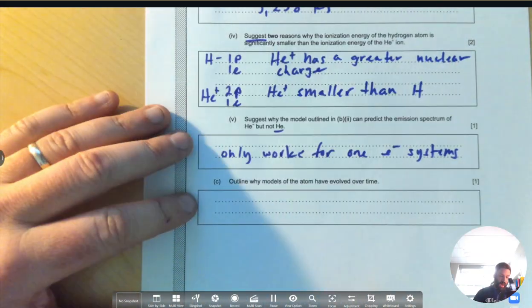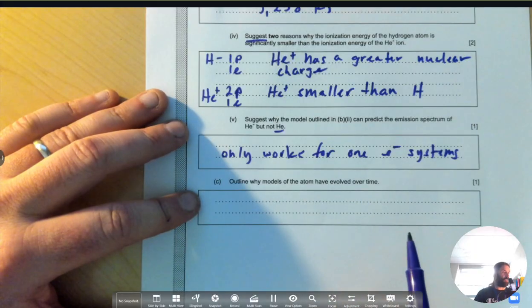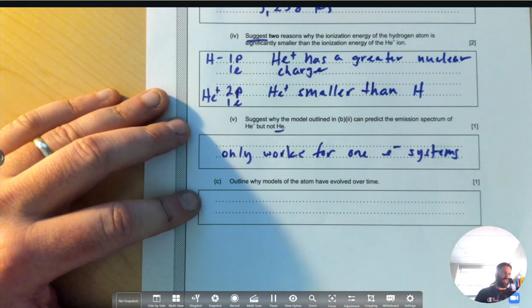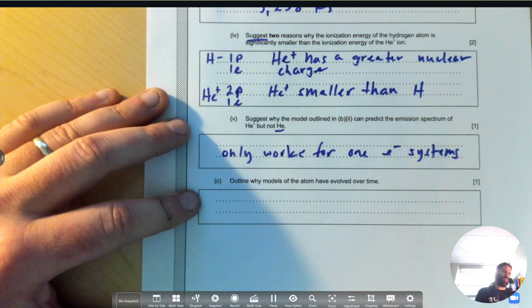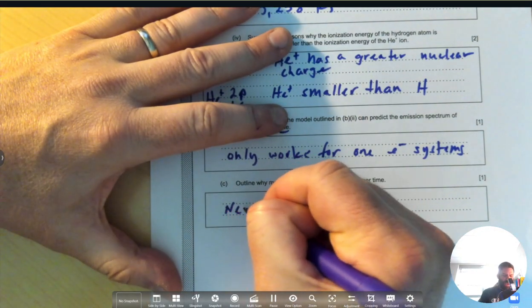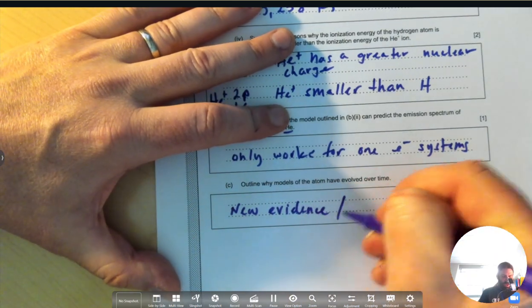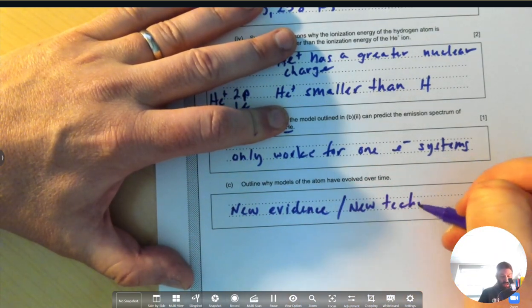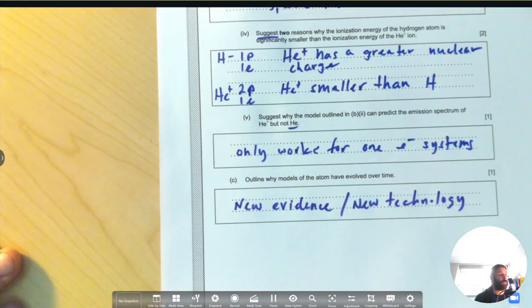All right, so finally, outline why models have evolved over time. Well, the gold foil experiment at the beginning of this question was from 1911. So Rutherford had an alpha emitter, something that could shoot alpha particles. Well, the first person to propose that matter existed as smaller bits called atoms was Democritus, and that was thousands of years ago. He did not have an alpha emitter. So I would just say new evidence has been gathered. You could also say new technology has allowed us to measure more precise stuff.